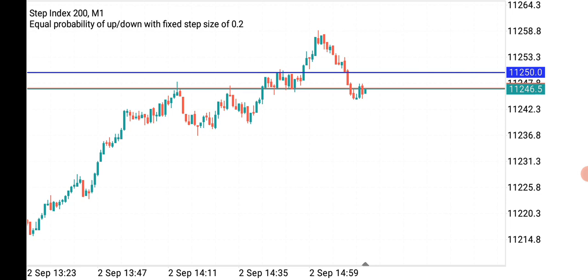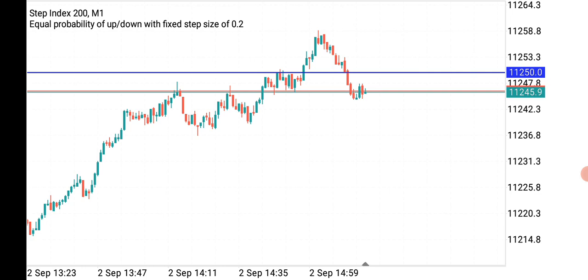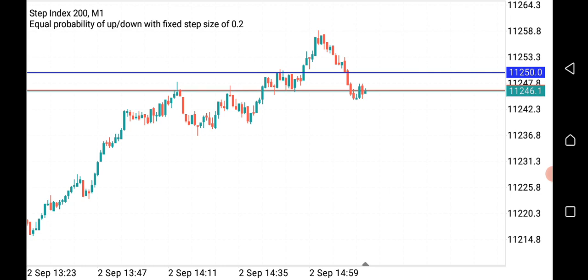So what can you see here? What can you see? This is looking like a head and shoulders pattern, right? So let's just call it a head and shoulders now. Let's say this is the left shoulder.